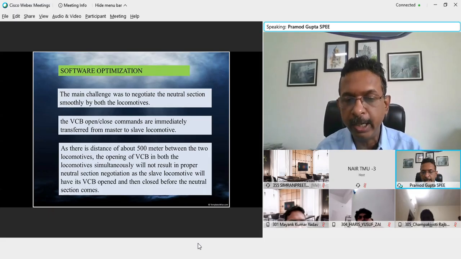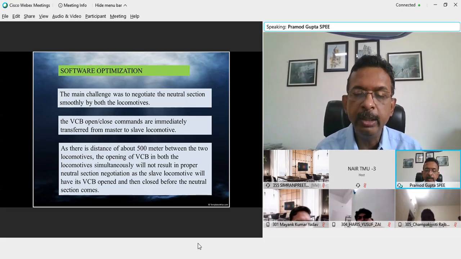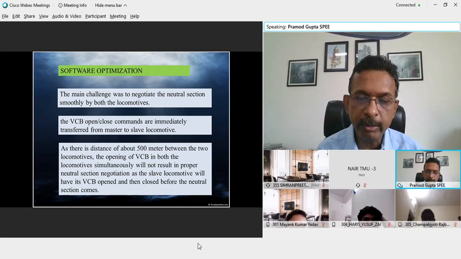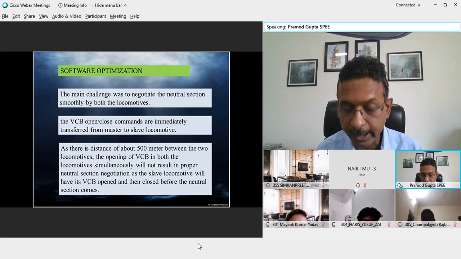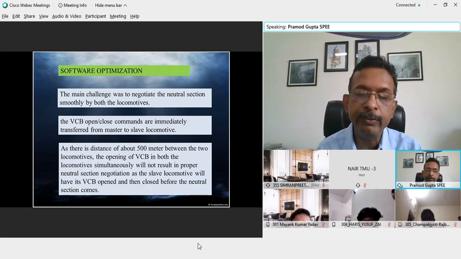I could not hardwire it in the form of a time delay because the train will be negotiating the neutral section at different speeds. The driving skills are also different. For the same train, two different loco pilots may negotiate the section at different speeds. So we have to calculate the time delay dynamically, and accordingly a signal should be sent to the rear locomotive to ensure the proper operation of the locomotive.